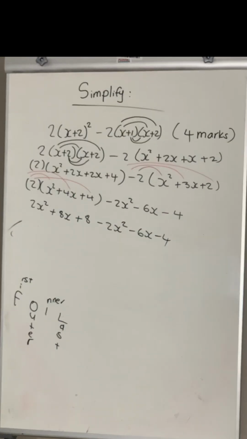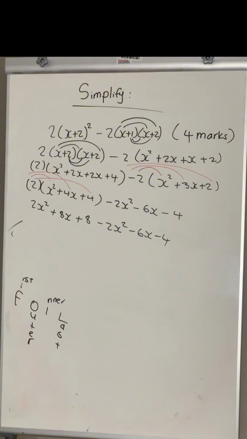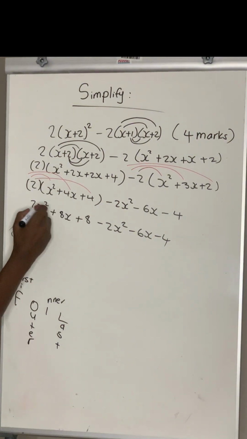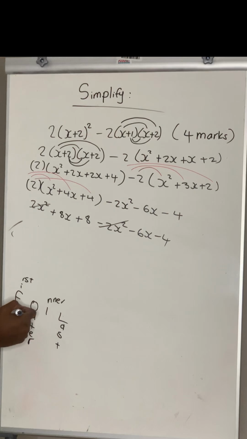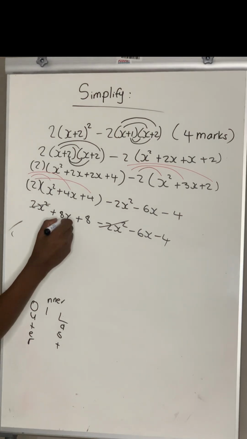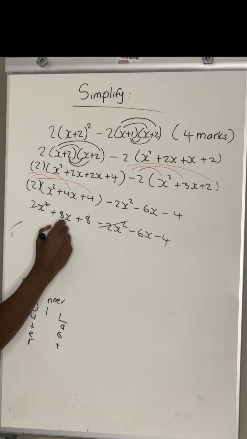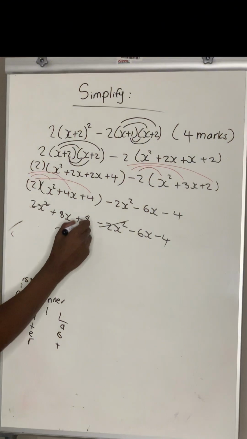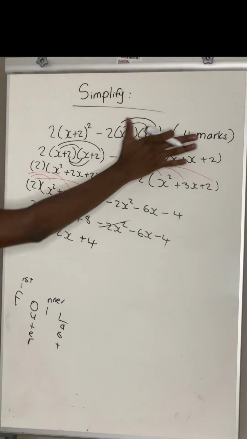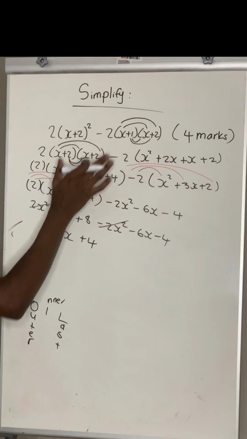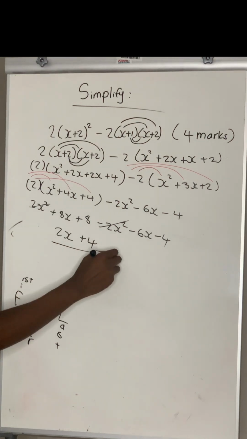Now we have to check again if we have any like terms again, and we do. We have this 2x squared minus 2x squared. They're going to cancel each other out. It's going to be 0. And then we have 8x minus 6x, which is basically 2x. And then we have 8 minus 4, which is positive 4. So we have simplified this complicated looking thing into 2x plus 4, and then you are done.